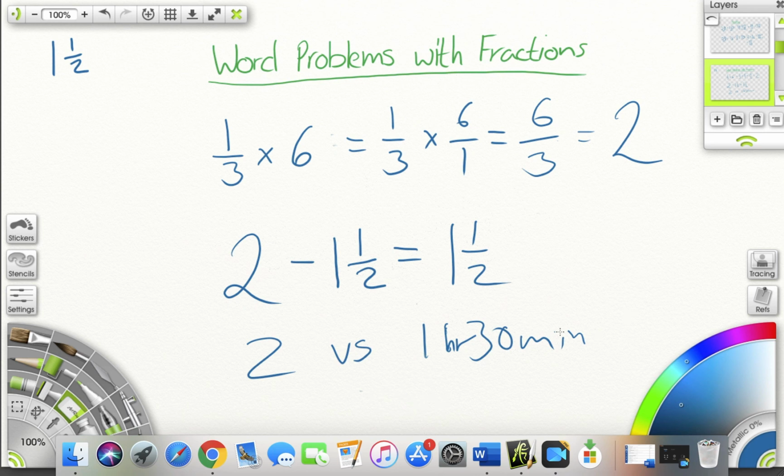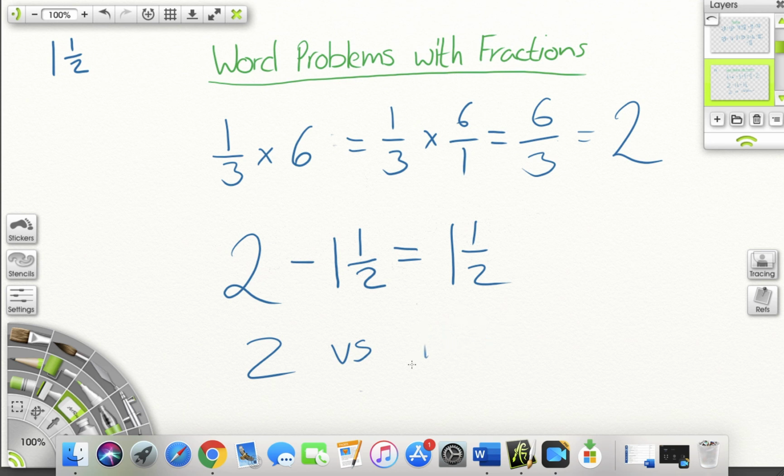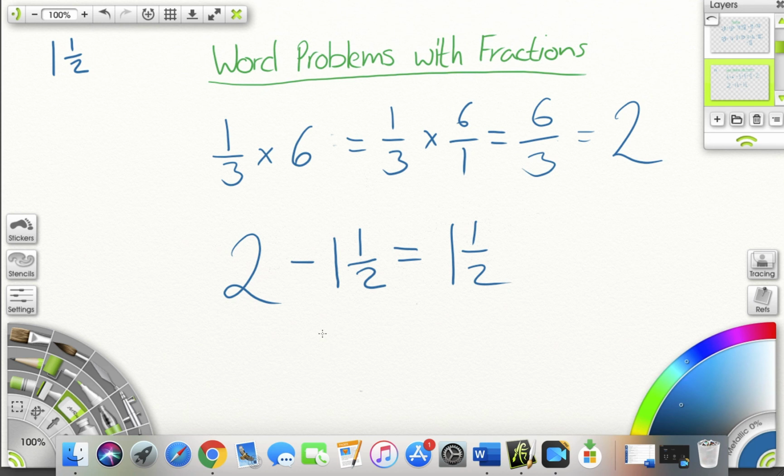No. Because if I were to put these into decimals, for example, if I did 2 minus 1.5, because 0.5 is the same as 1/2, that would give me 0.5. So in this case, you have to really judge the way the question looks. Because if I just do it the normal way, it doesn't give me the right answer. So in this case, I am left with an hour and a half.